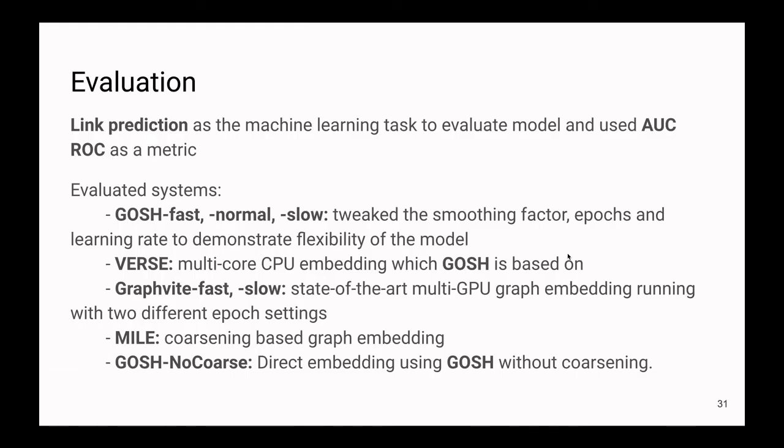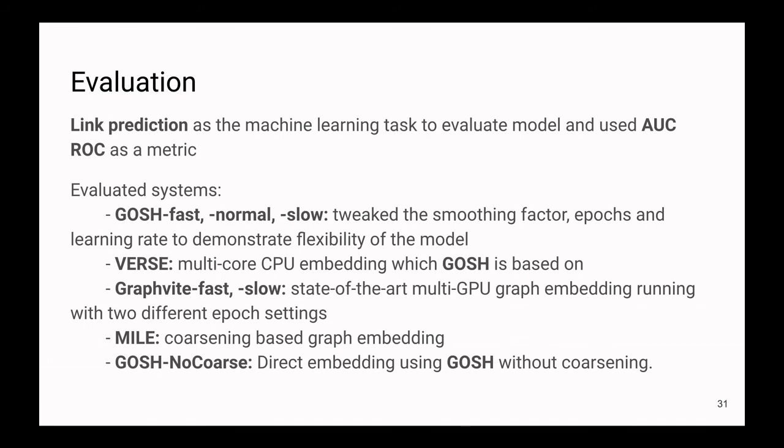As stated before, we use link prediction as the machine learning task to evaluate our model, and we use AUC-ROC as the metric. The evaluated systems are Gosh, Verse, Graphite, and Mile. For Gosh, we have 4 different versions: fast, normal, and slow version, where we tweak the smoothing factor, epochs, and learning rate to demonstrate the flexibility of the model. The final version of Gosh is Gosh No Coarse. For this version, we directly do embedding without coarsening.